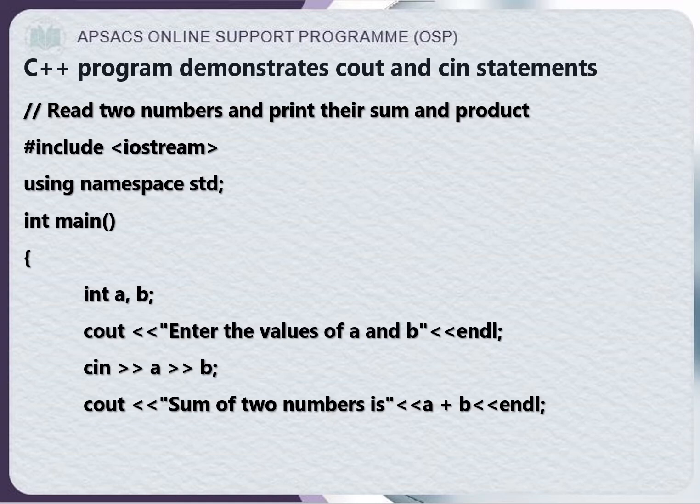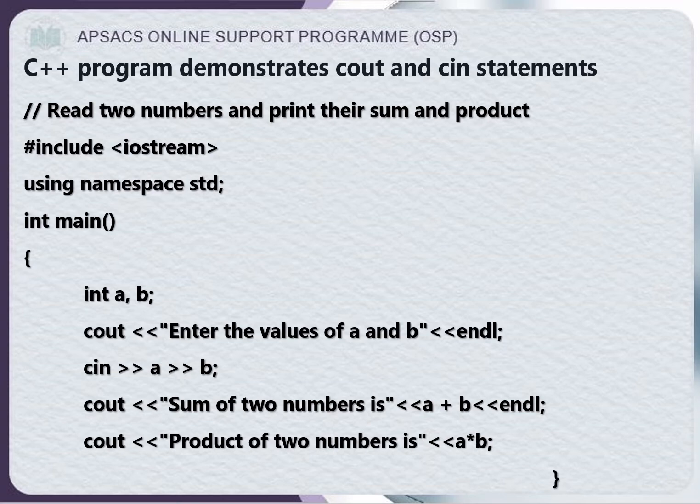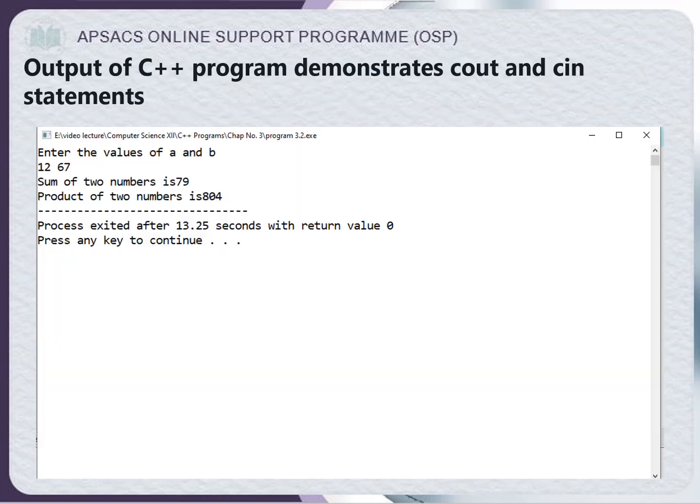Now sum of two numbers is, so we have to calculate the sum of two numbers by adding them. endl to insert a new line, and the last cout statement is product of two numbers, a multiplied by b. So this program will read two numbers a and b and print their sum and product, and this is the closing bracket of the main function. This is the output of the C++ program demonstrating cout and cin statements.